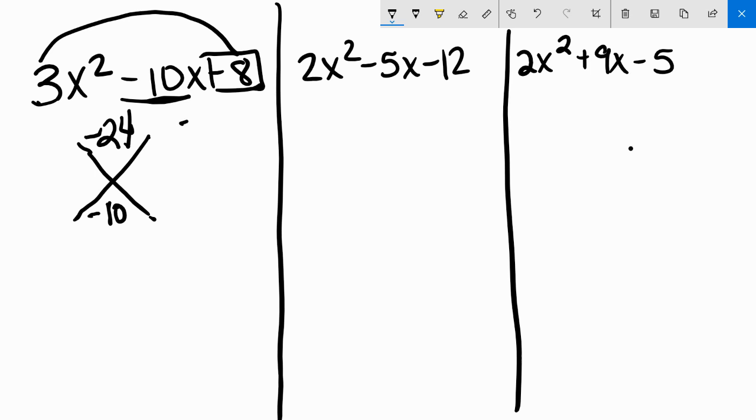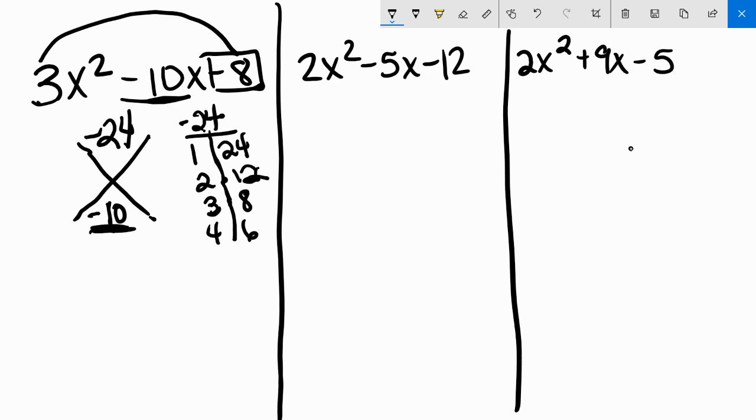If those don't come to you right away, you can use a T-chart to help you find those factors. So 1 times 24, 2 times 12, 3 times 8, 4 times 6. Those are all things that multiply to 24. But it's -24, so something has to be negative. Since our bottom number down here is negative on the X, that means our bigger number is negative. So we're going to make all these big numbers over here negative.